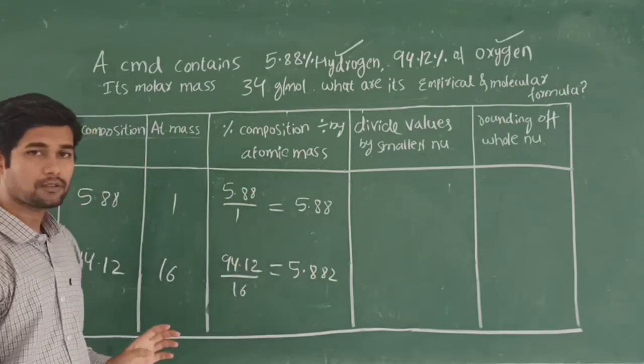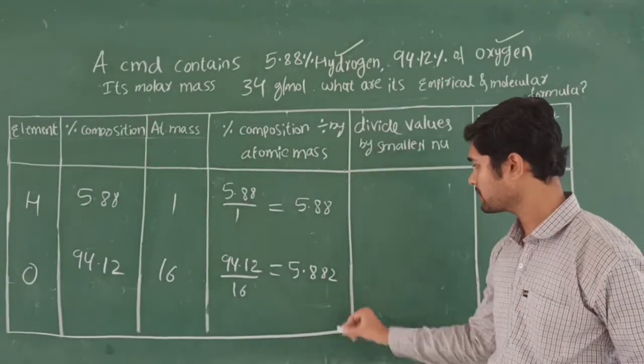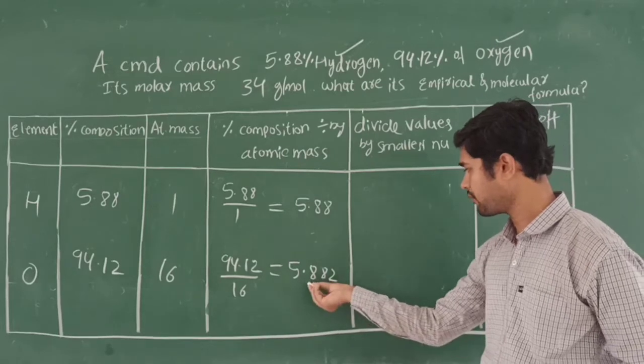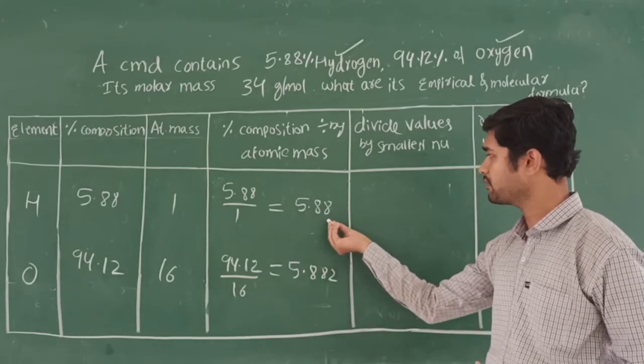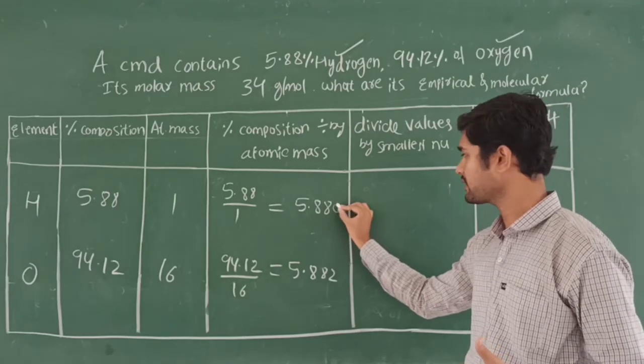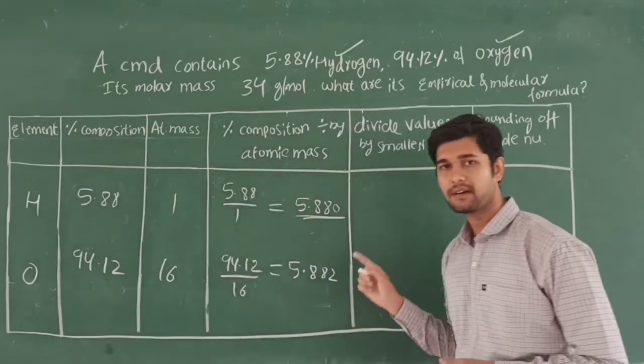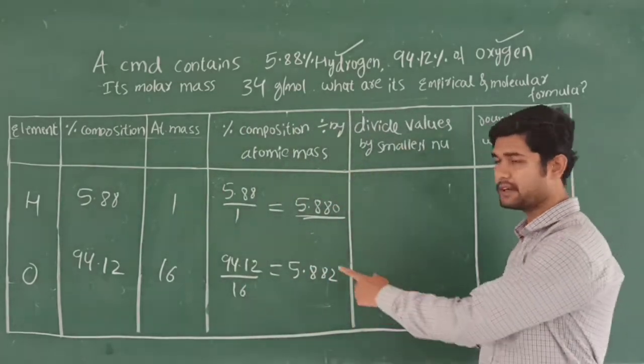So these are the percentage composition divided by atomic mass values in terms of grams. Then what are you to do? You are going to select the very smallest number among them. Which one is the smallest? 5.88 is the smallest. Then you should divide both by the smallest number. Only two values should be there.